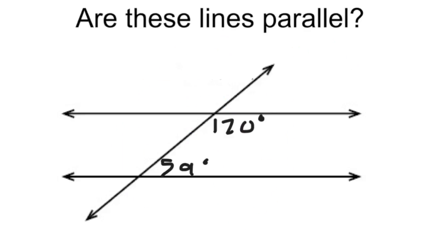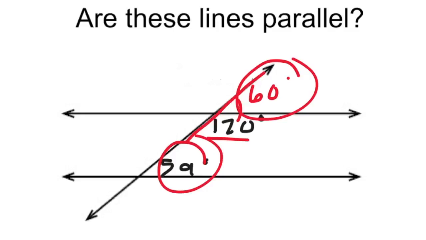Finally, are these lines parallel? They look close, they look like they could be parallel, but let's check it. 120 degrees, its adjacent angle is 60 degrees. That does not match the 59 degrees that's corresponding. That means it is not parallel.